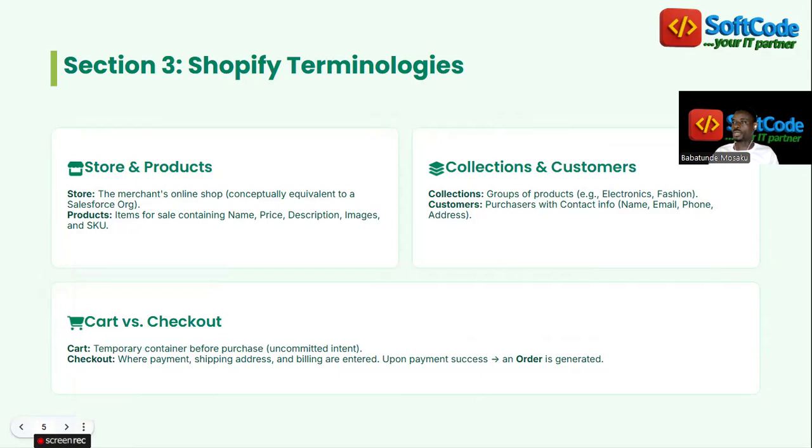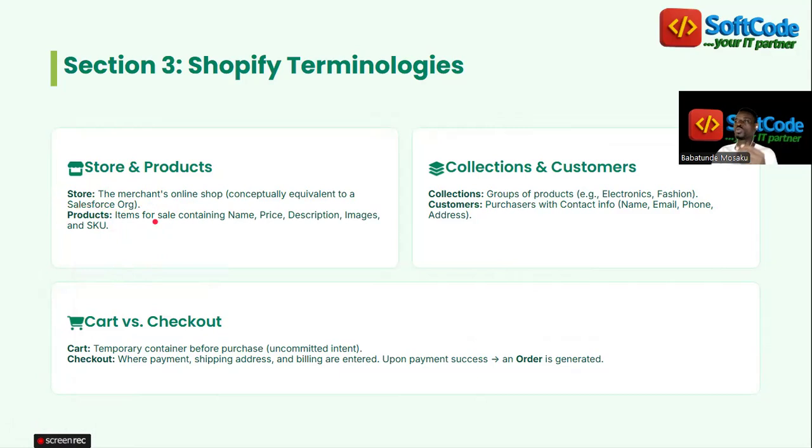Let me turn this into laser points. So we're talking about store. A store is conceptually equivalent to a Salesforce org. Then a product. What is a product? A product is the item that you want to sell.